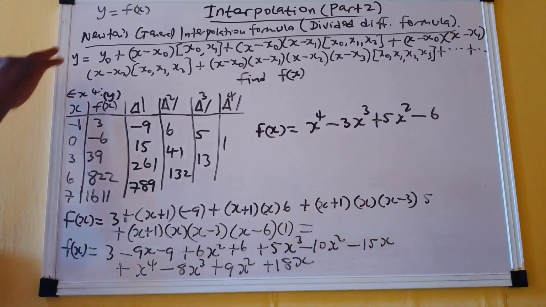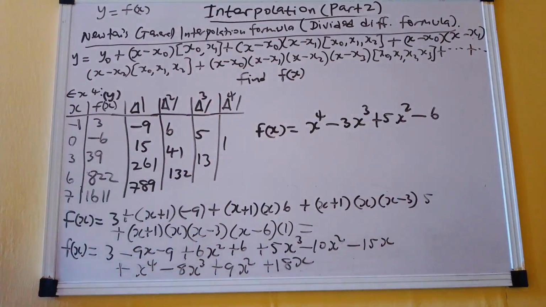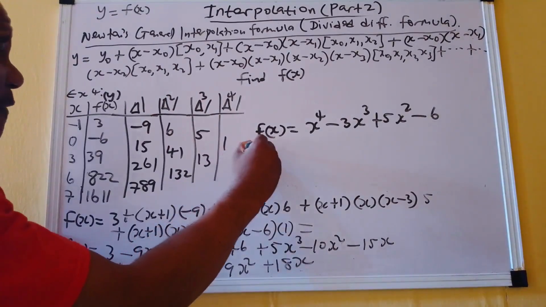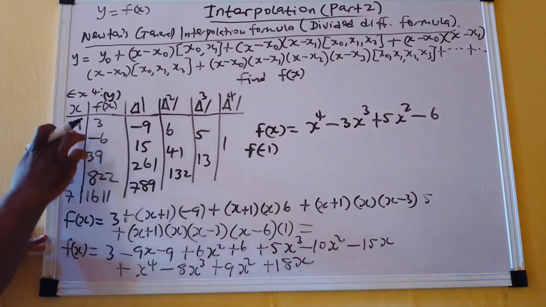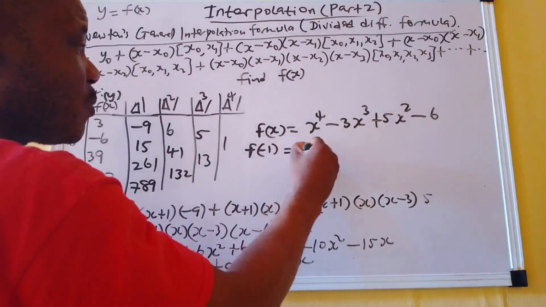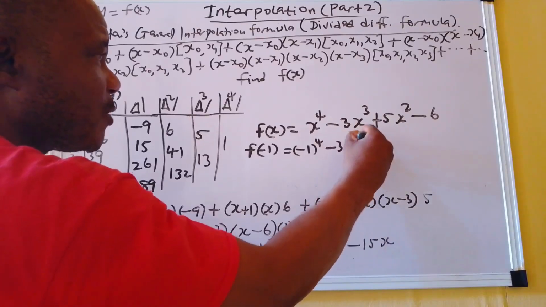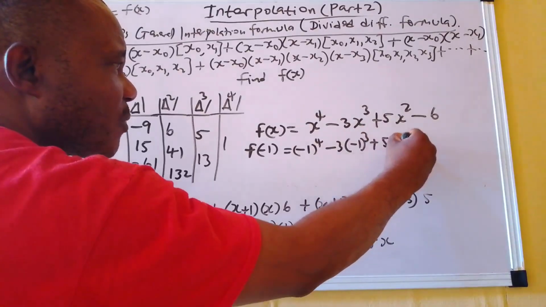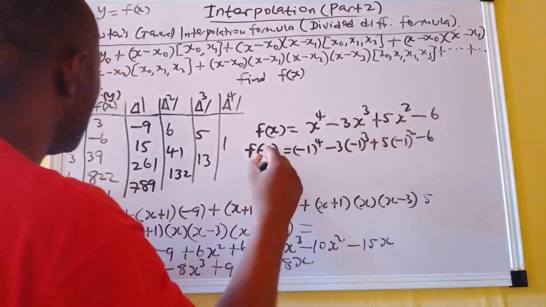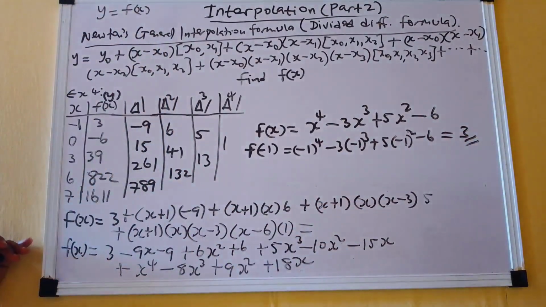Even if h is known, you can still use this formula. You can see how we have been able to use the Newton's divided difference formula to get the function that was not originally known. Now, if you want to test, if you put f of minus 1, you are coming here to get minus 1 raised to the power 4 minus 3 into minus 1 raised to the power 3 plus 5 into minus 1 square minus 6, and of course that will give you 3.